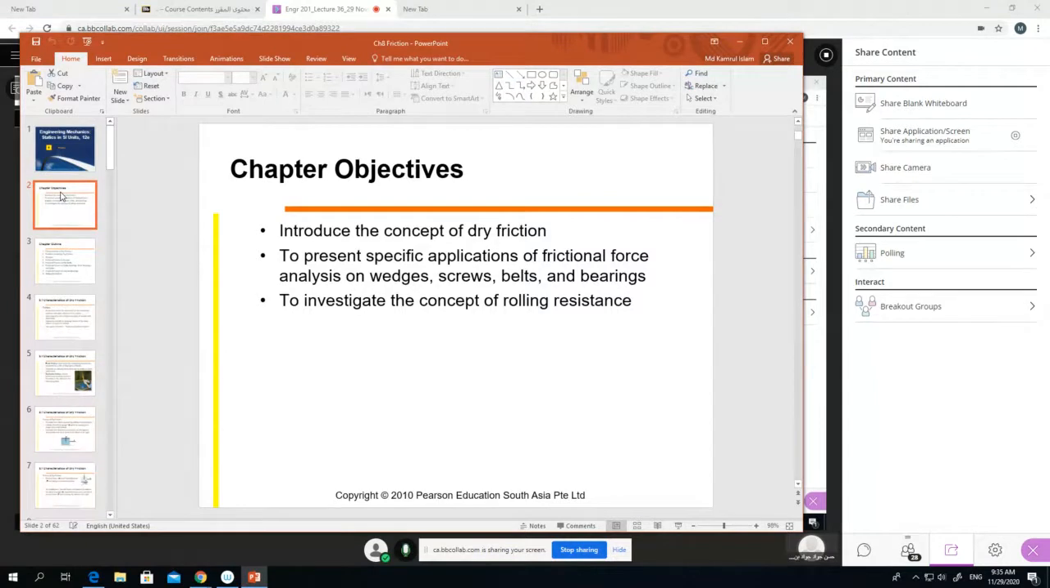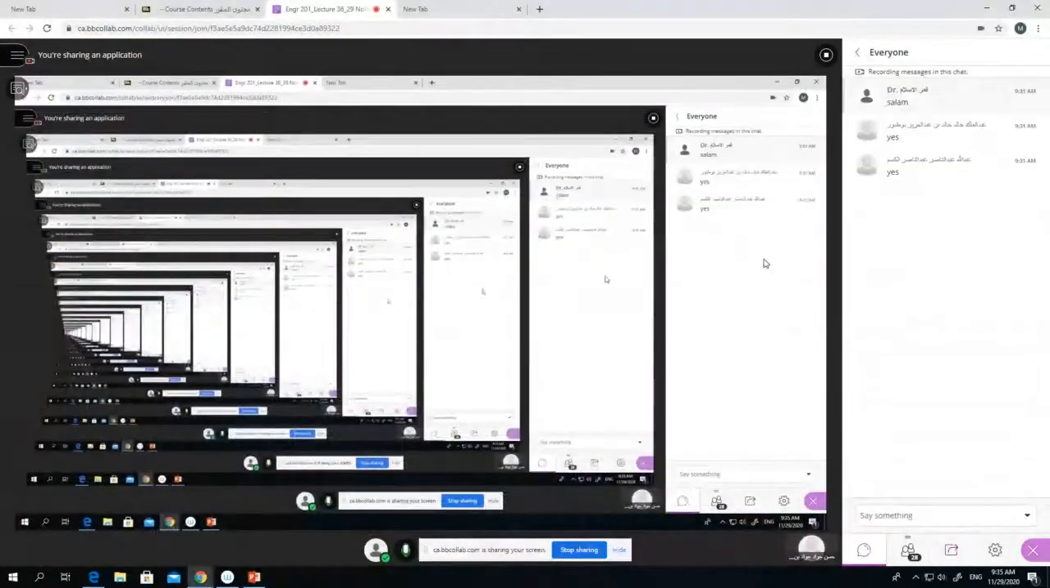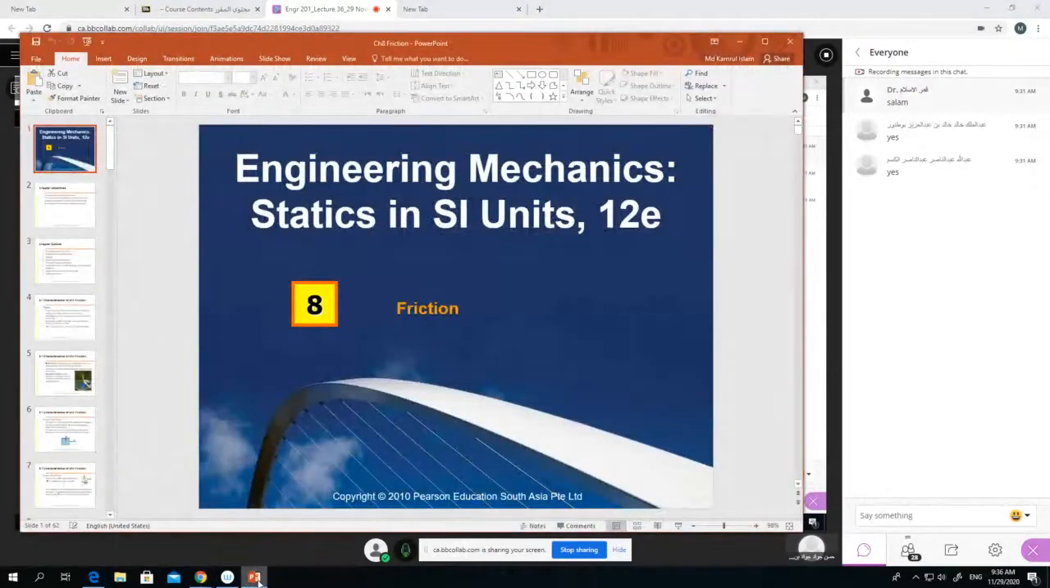The chapter friction is a very important one. Tell me, can anyone give me an example of friction in daily life? You know friction, what is friction? Tell me please. Do you have any idea what friction is?